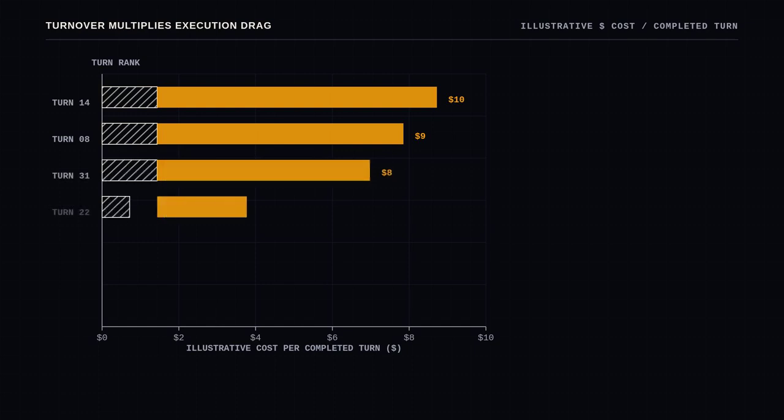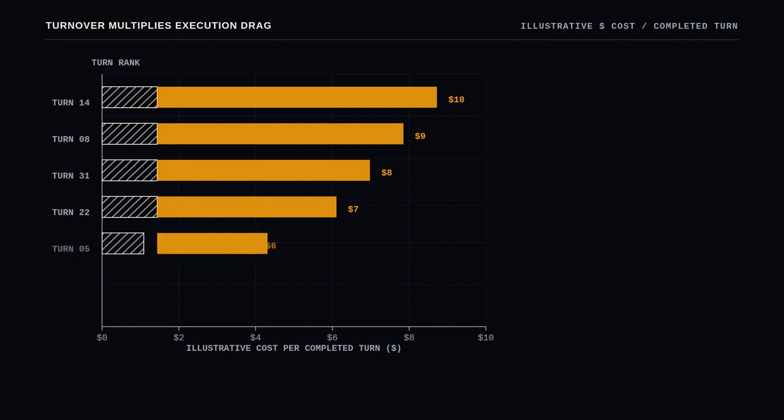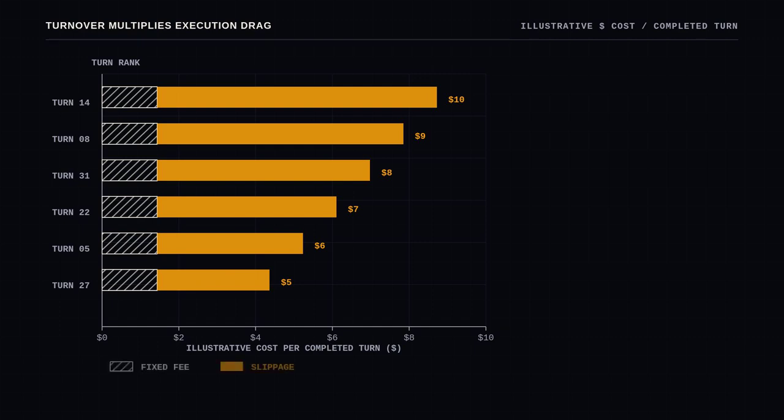$7 of execution drag over 40 turns costs $280. Over 400 turns it costs $2,800. The per turn assumption did not change. Frequency multiplied its effect. That is a sensitivity relationship, not a verdict about whether the strategy is too active.